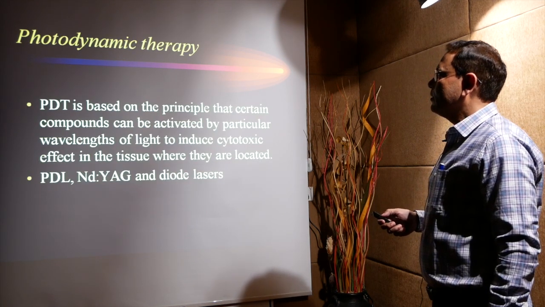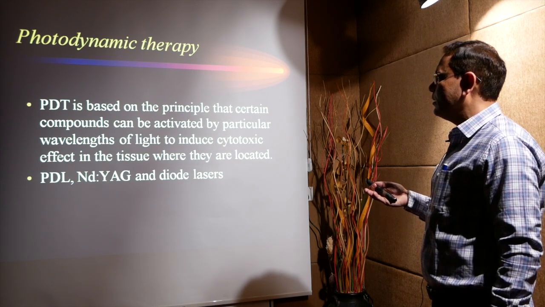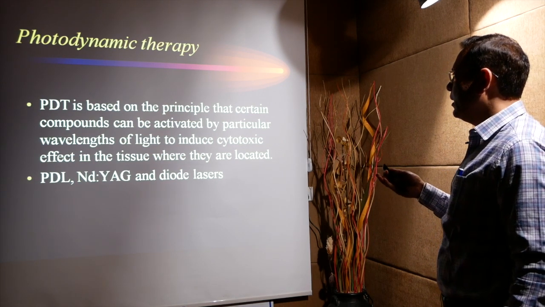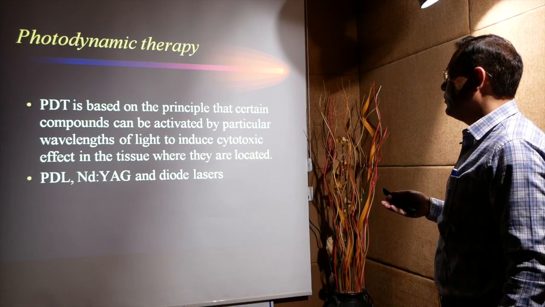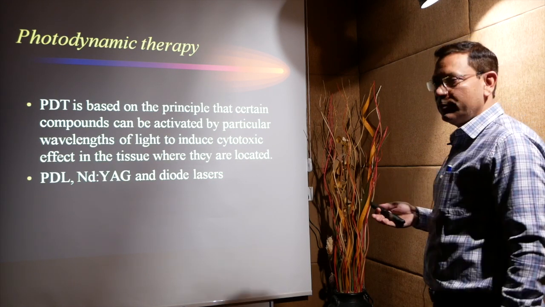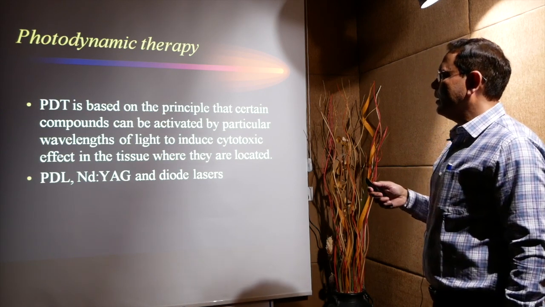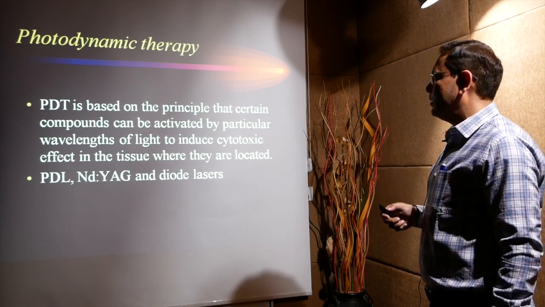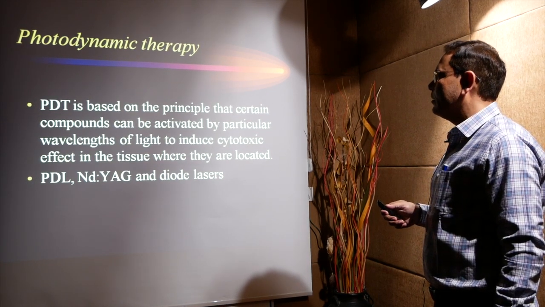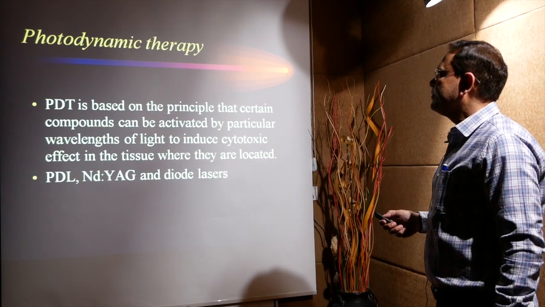Then last but not the least is the photodynamic therapy. So, PDT is based on the principle that certain compounds, for example ALA, aminolevulinic acid, can be activated by particular wavelength of the light to induce cytotoxic effect in tissue where they are located. So, this is mostly used in cases of actinic keratosis where ALA is applied and then irradiated with the laser. The lasers which can be used in cases of photodynamic therapy are pulse dye laser, Nd:YAG laser, and diode lasers.